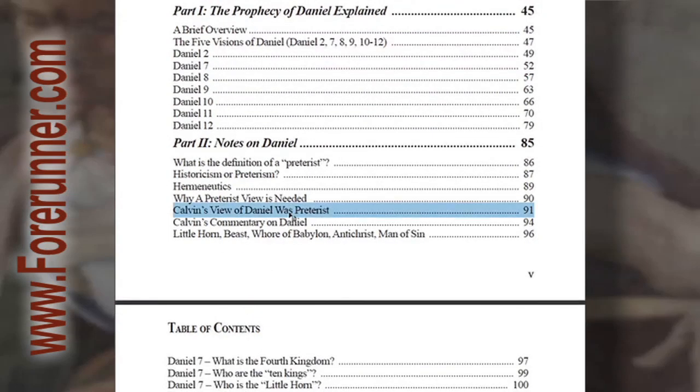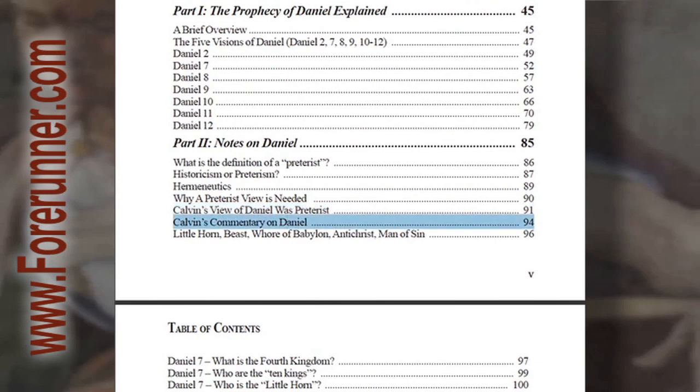Interestingly, Calvin, who's often thought to be a historicist, was actually a preterist, and Calvin never wrote a commentary on the book of Revelation, so we don't know for sure how he would have interpreted that. And his view of Matthew 24 was also preterist. So to say that Calvin was preterist is accurate.